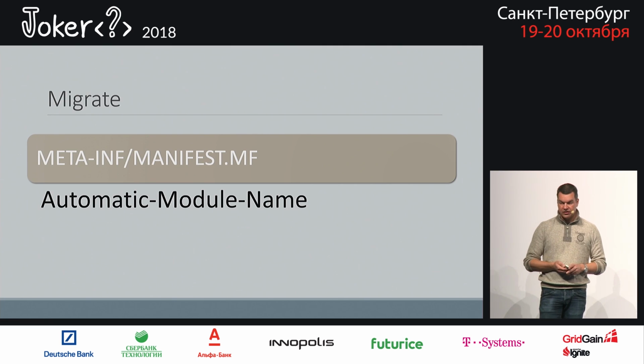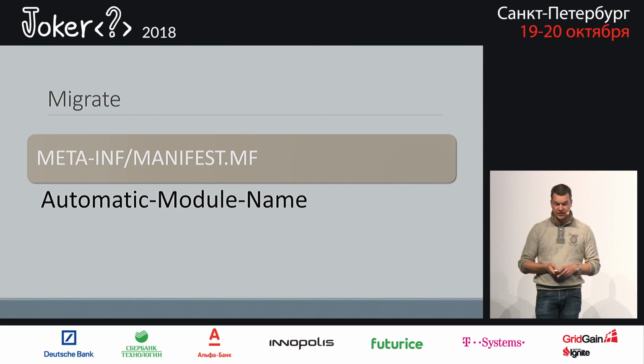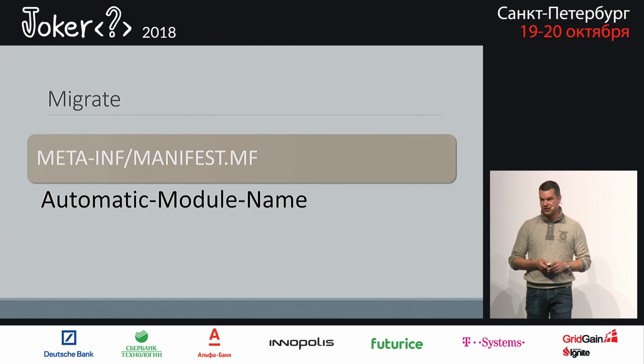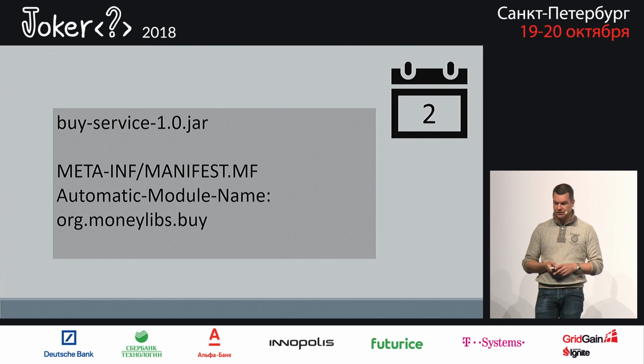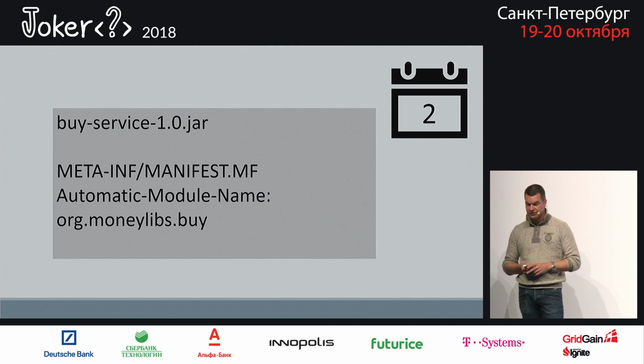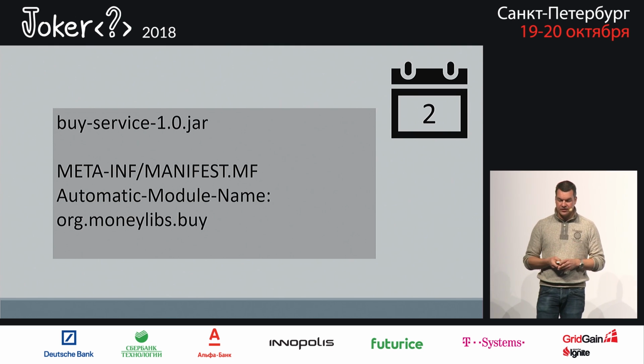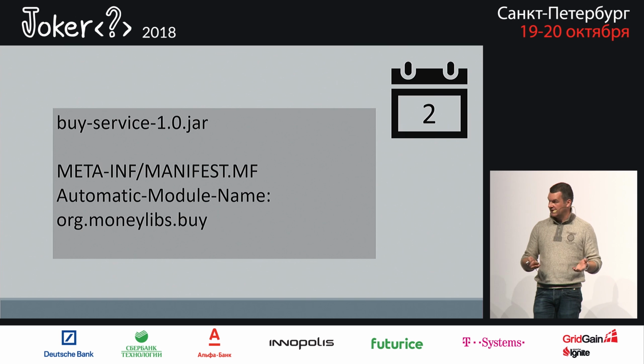So what should we have done? We should have used this automatic module name attribute, and we can add it to the manifest file. And so what we should have done is, during step 2, the buy service should have said, okay, I'm going to add this manifest file, so I can say to my users, this is going to be the module name I'm going to use in the future. And from that moment on, it will work.